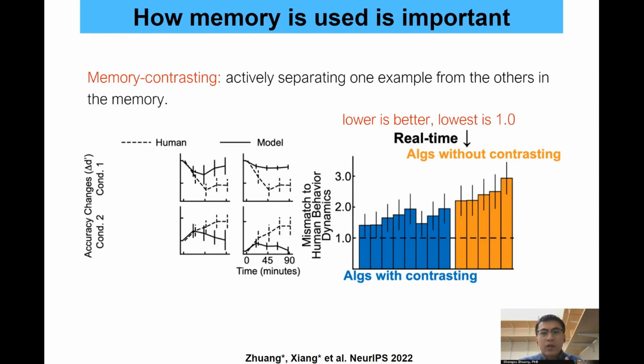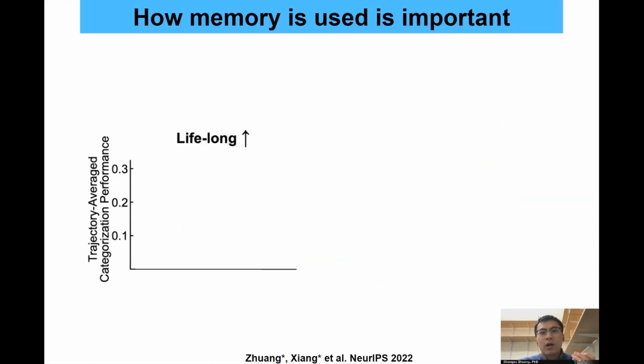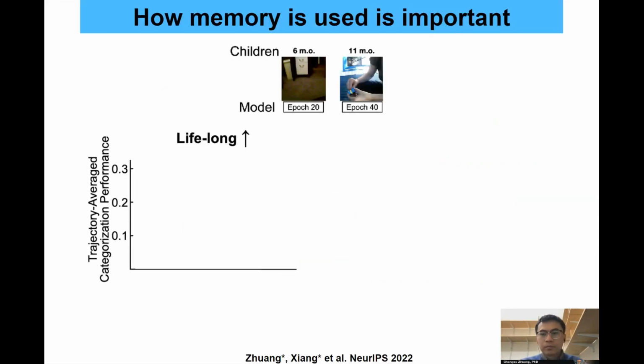However, the algorithms doing memory contrasting actually do much better. They consistently outperform the algorithms without contrasting on this benchmark. And if you look at one of them, they captured most of the dynamics, though not all of them. This is only on one time scale of the learning dynamics. How about the lifelong time scale?